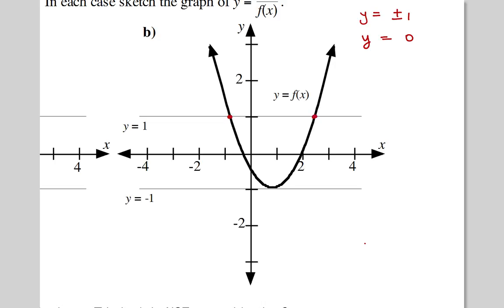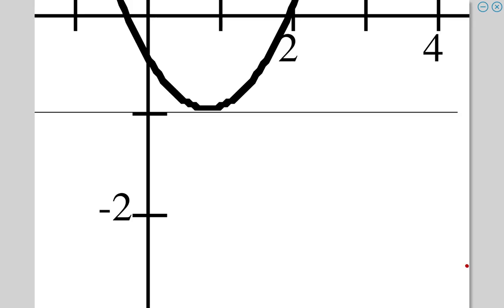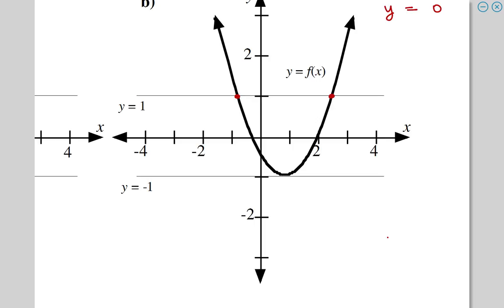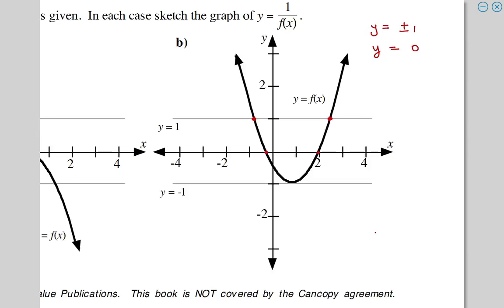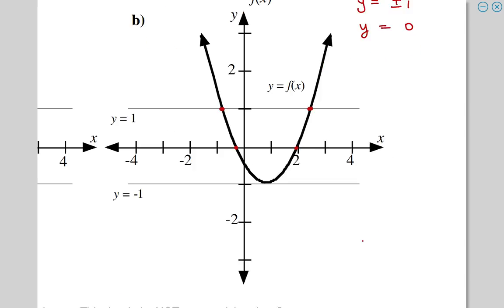1. Negative 1, does it touch? Just about. It doesn't actually touch. And then here at 0 and 0. Okay, so what do we do when it hits 0? Put in your vertical line.